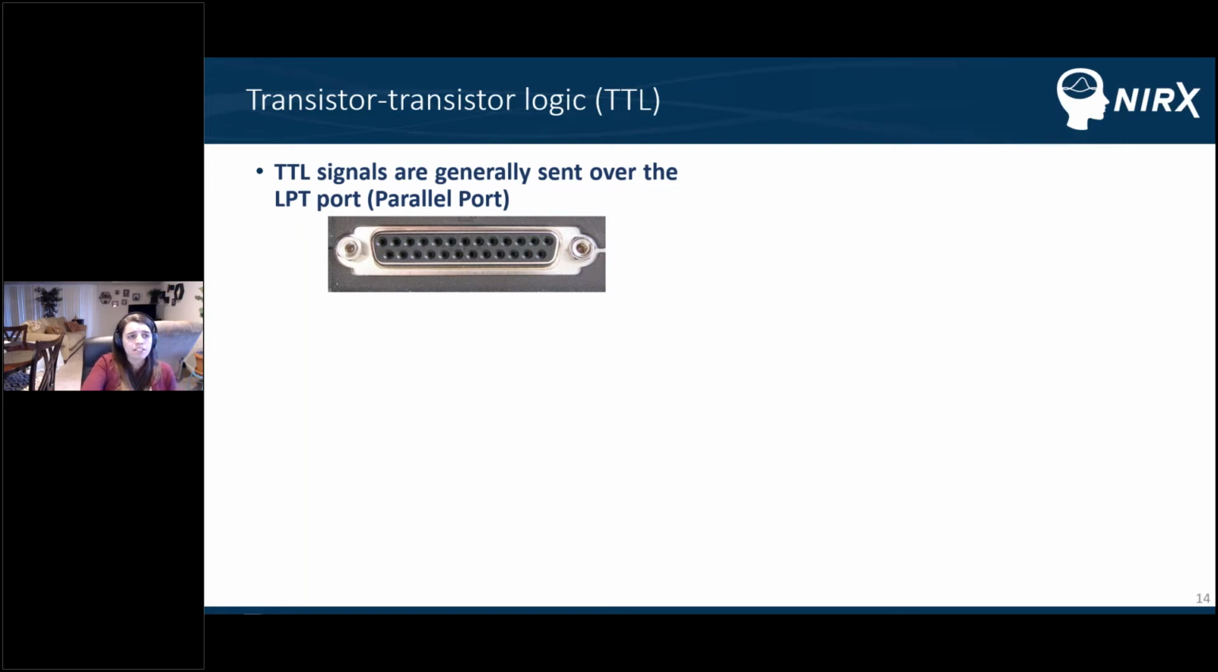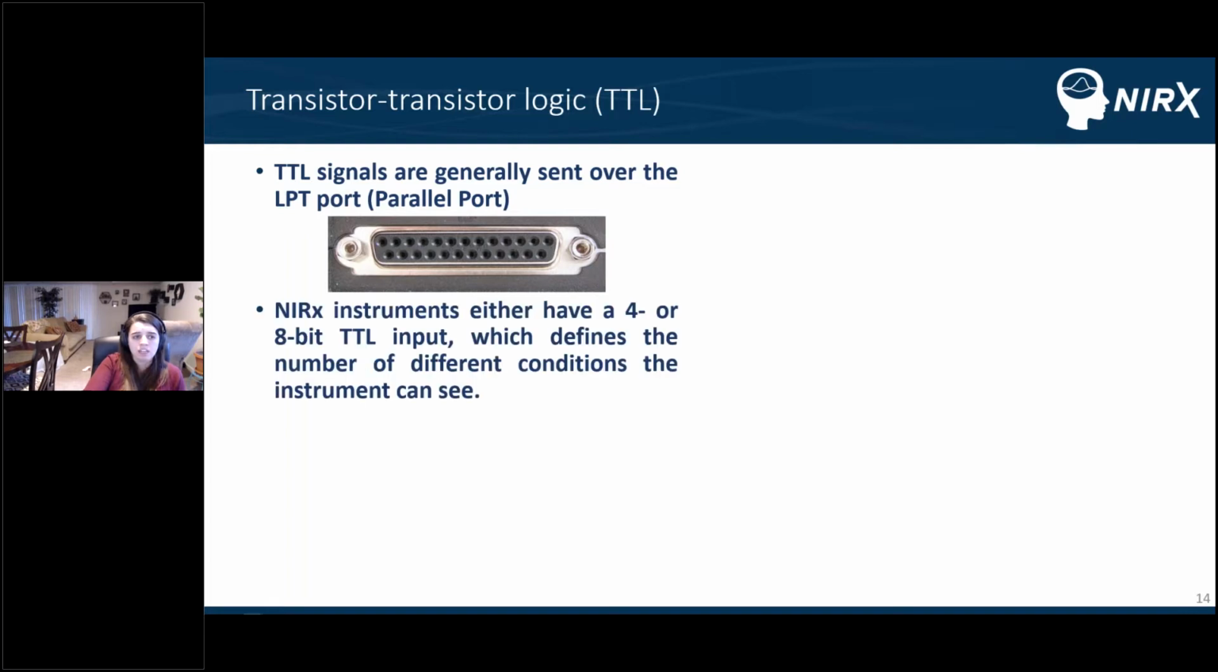Okay, so more about TTL. TTL signals are generally sent over the LPT port or the parallel port, also known as the D25 port or the printer cable port. It kind of is a bit of a vestigial organ when it comes to computers. I mean, it still does have function, but at one point it was available on all desktops and many laptops as well. These days it's not as common, but it is a standard in neuroscience research. A lot of devices still use it. Fortunately, there are some practical ways around this, as we'll discuss. But just to show you, this is what that LPT port looks like. NIRx instruments either have a 4 or 8-bit TTL input, and that's referring back to that integer range of what it can receive.